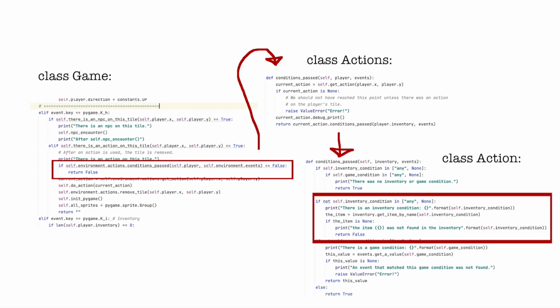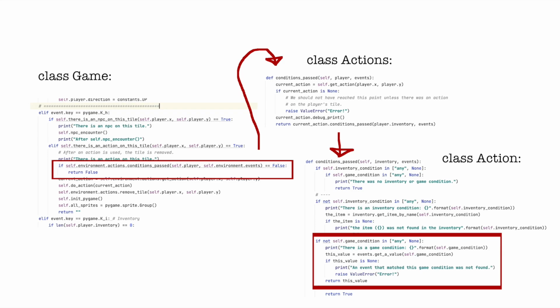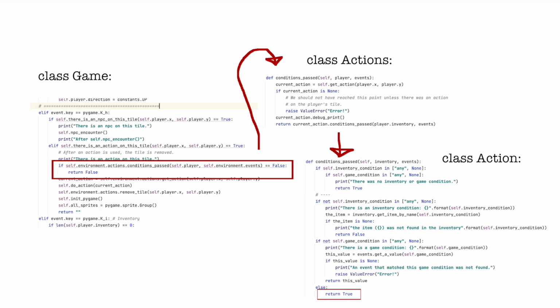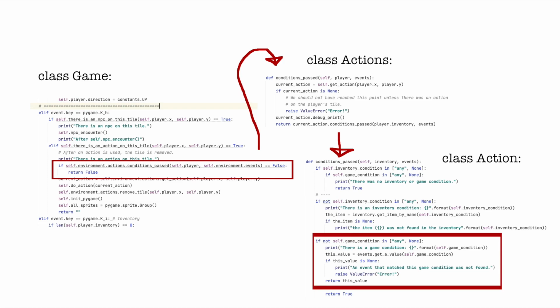But if the inventory condition is neither any nor none, then it means there is one, and we need to check to see if that item is in the player's inventory. If it is not, then that condition has not been fulfilled and we return false. On the other hand, if the item is there, we do not return true yet because we haven't checked the game condition. Next, we check to see if there is a game condition, and if there is, whether it has been satisfied. If there is no condition, then we return true. If there is a condition and there is a matching event, then we return the value of that event. If the event is false, then the condition has not been satisfied, but if it is true, then it has.